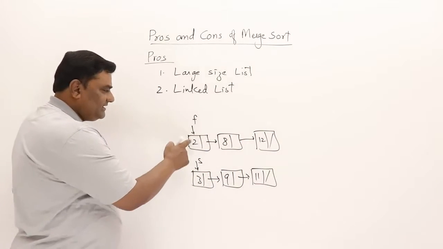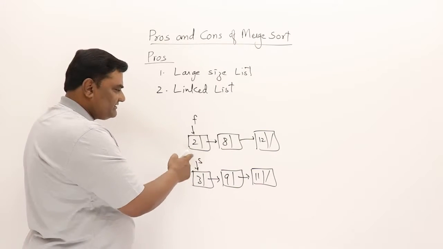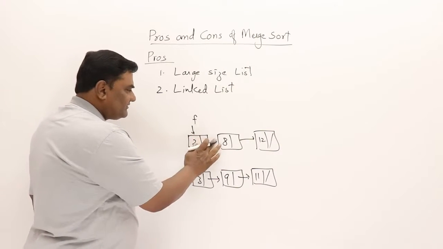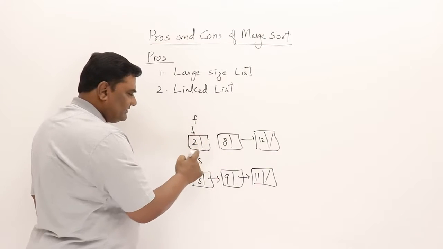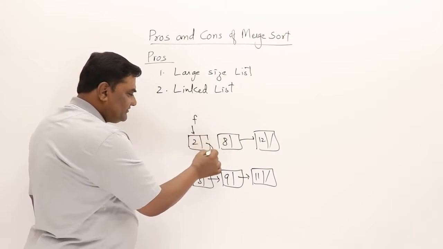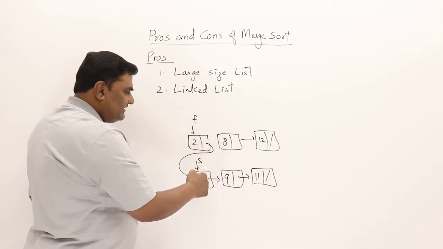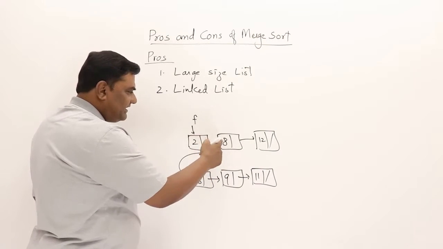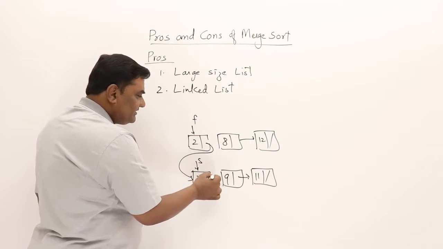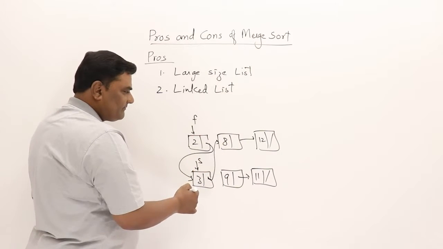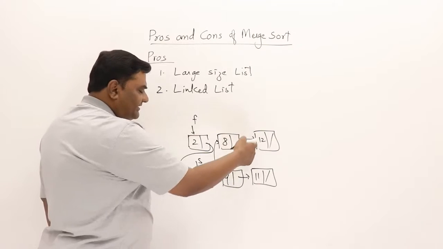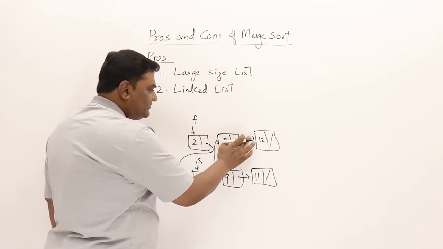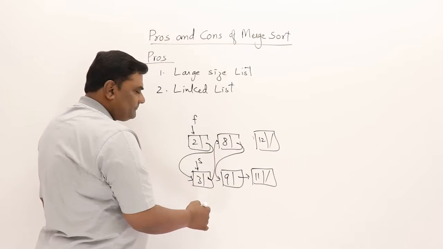So if I start comparing the elements, I start the merge process. 2, 3: 2 is smaller, so 2 should be the first number. Next, 3 is smaller, so it should point to 3. Then 3 and 8, right? So 3 and 8, 3 is smaller. Then 8 and 9, 8 is smaller. So this 3 should point to this one. Then 8 is over. 9 and 12, which one is smaller? 9 is smaller. So 8 should point to 9.